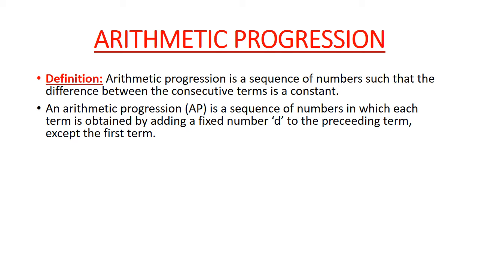Another way of defining arithmetic progression: it is a sequence of numbers in which each term is obtained by adding a fixed number, which we define as d, to the preceding number.